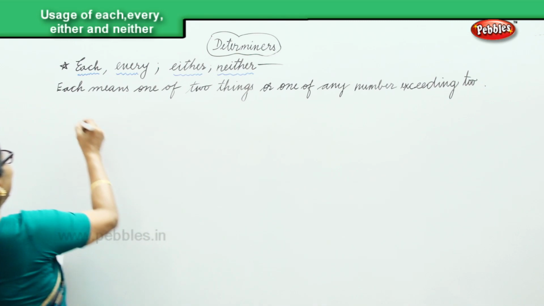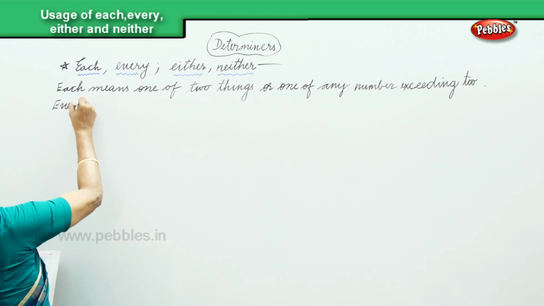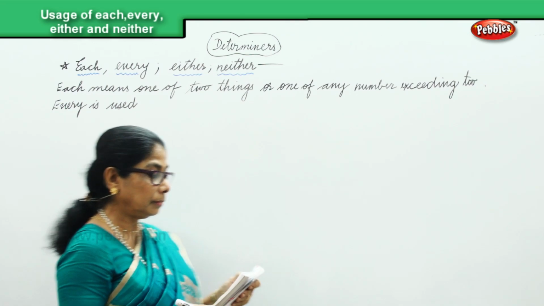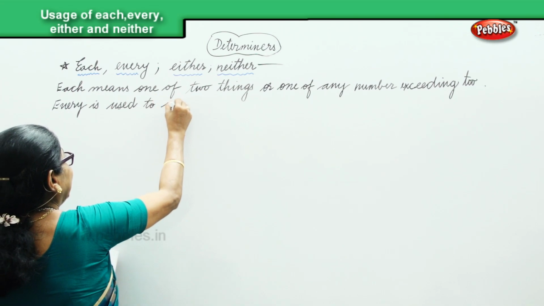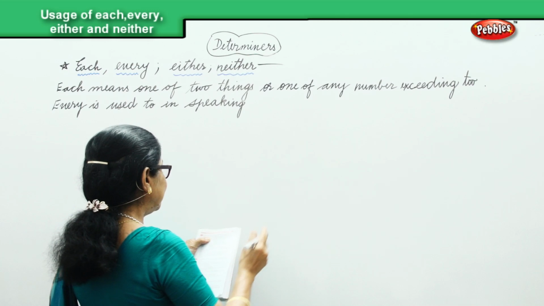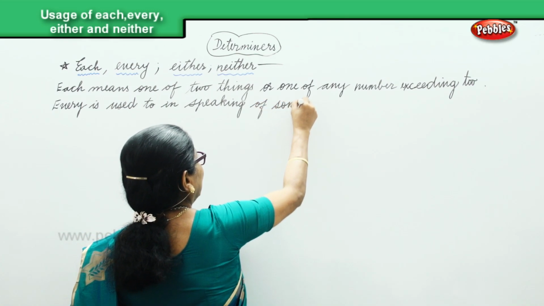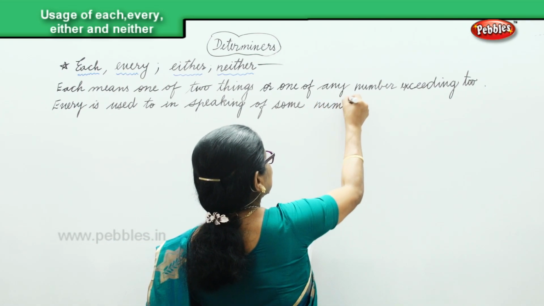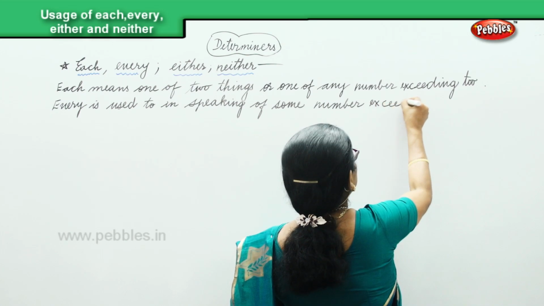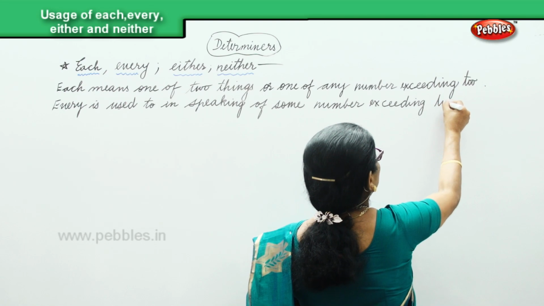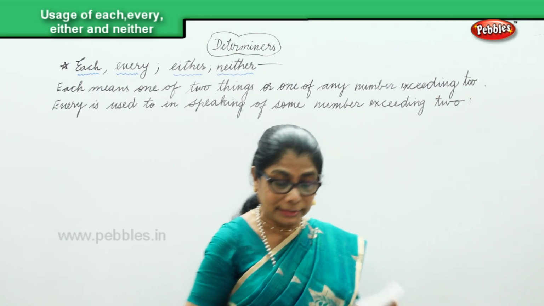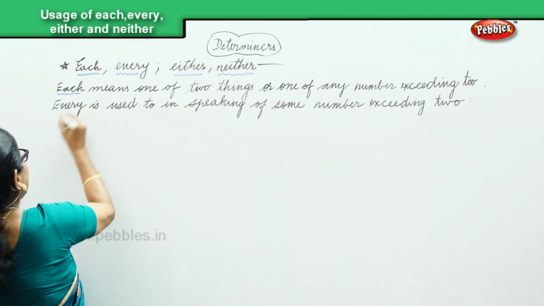Every is used in speaking of some number exceeding two. Now we're talking about each and every.